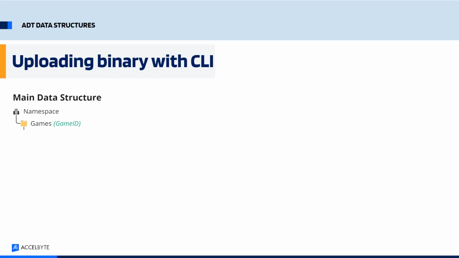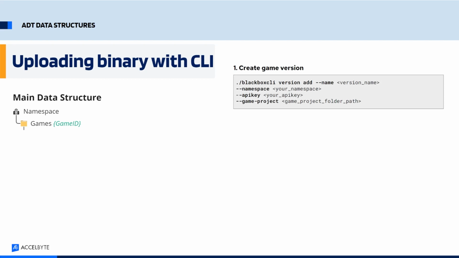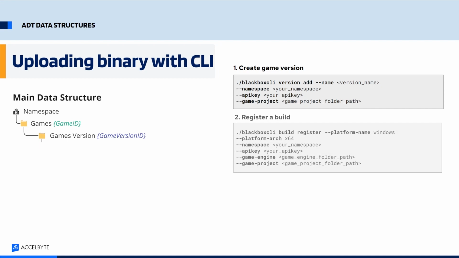Now, using the ADT command line interface, we need to run this command to create a game version. It requires the version name, your namespace, API key, and your game project folder path. It will create a game version with a unique game version ID. Next, we need to run the command to register the build. It requires the platform name, architecture, the namespace, API key, game engine, and the game project folder path. By running this command, it will create a build under the newly created version.